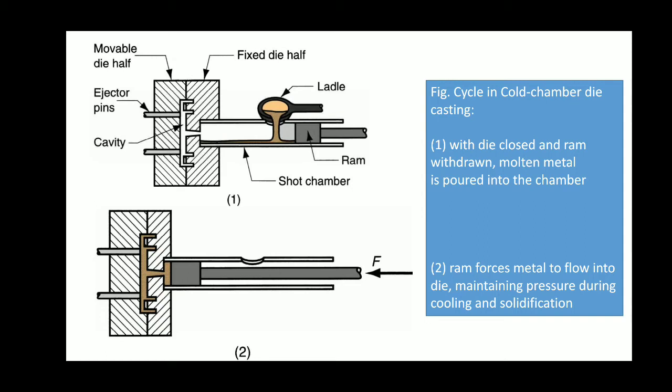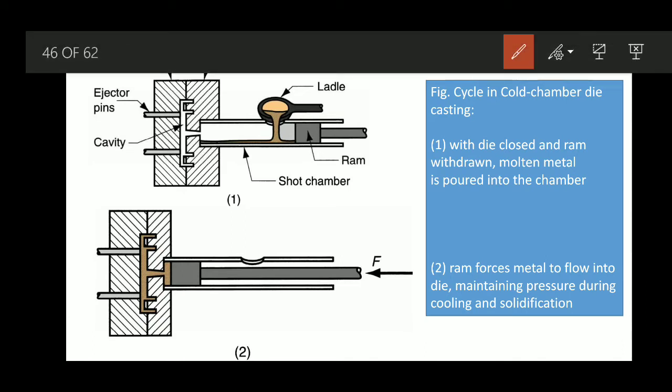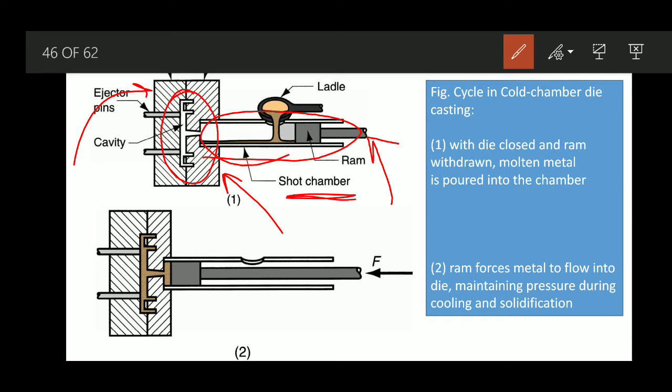In the first figure, just like the previous case, we have two halves, the movable half and the fixed half. Here this is the shot chamber, in the horizontal configuration. When both halves are closed, this is the die cavity, the shape we want. This is the ram, or plunger, for injecting the molten metal. The shot chamber is not heated.